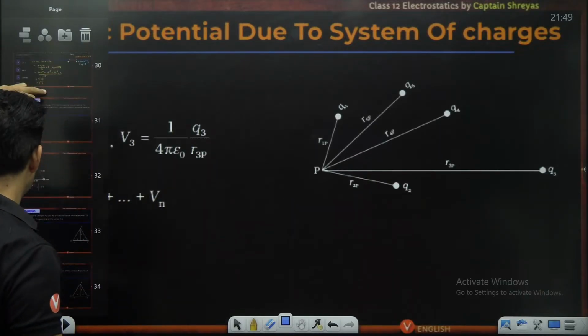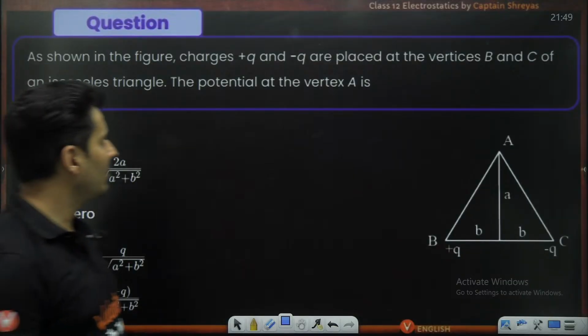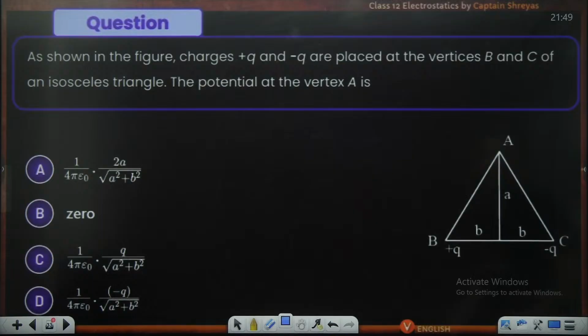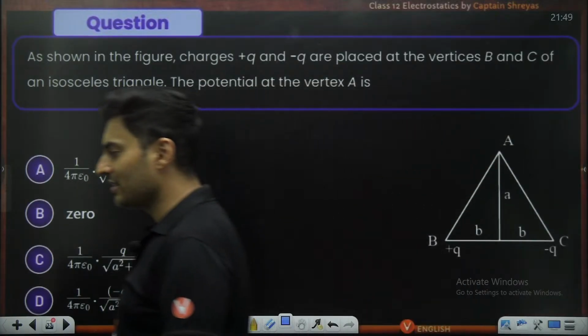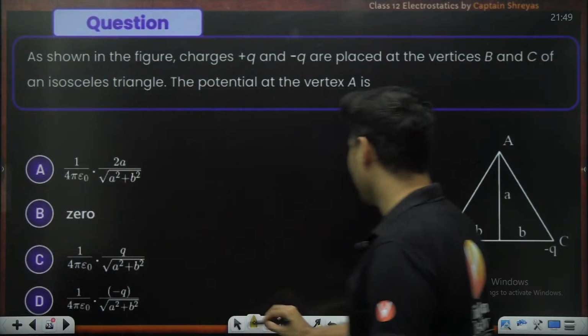Let us try out some questions coming up on your screen. Here it is. As shown in the diagram, charges Q and minus Q are placed at the vertices B and C of an isosceles triangle. Find the potential at vertex A. Very easy question. Everybody spam the answer in the chat box.